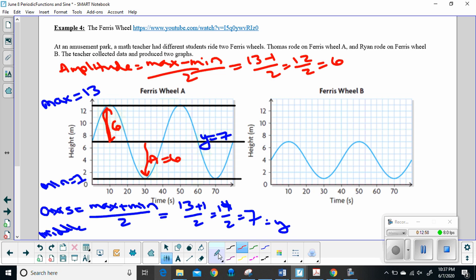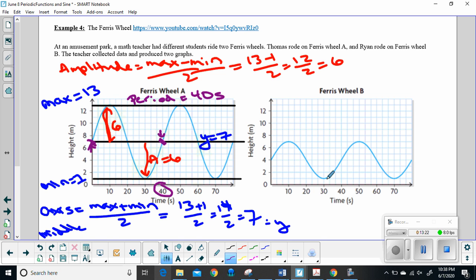Nice. And what's left? Oh, the period. How long does one cycle last for? So it goes from here. So there's my start. There's where I end. And I'm ending at 40 seconds. So the period is 40 seconds. And I could have counted that from anywhere. I could have done from 30 to 70. Well, the difference there is 40. So there you go. There's the period.